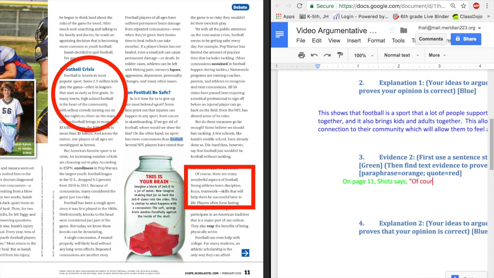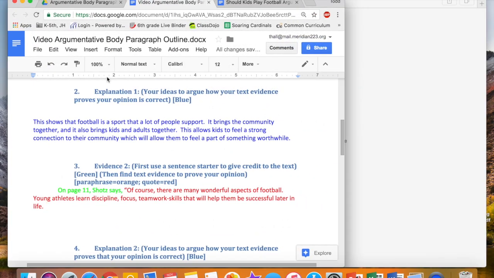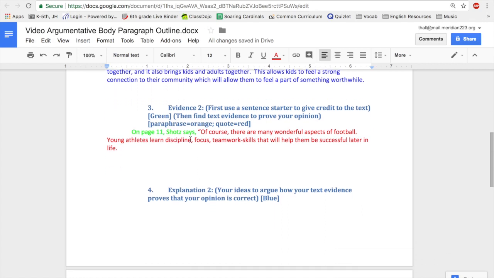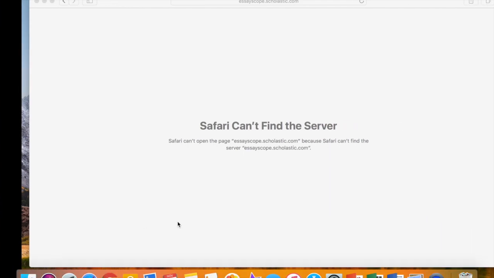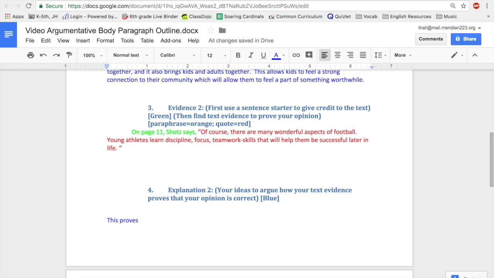I'm going to put, "Of course, there are many wonderful aspects of football. Young athletes learn discipline, focus, teamwork, skills that will help them be successful later in life." Now that I have that, I'm ready to explain. So I'm making a blue sentence to explain how this text evidence proves that kids should play football. I'm going to go back to my sentence starters, and I might put something like this: this proves playing football will develop skills in kids that will help them all throughout life. These skills will help an adult be successful later in school, at their job, and in relationships, which will help them live a healthy and happy life.